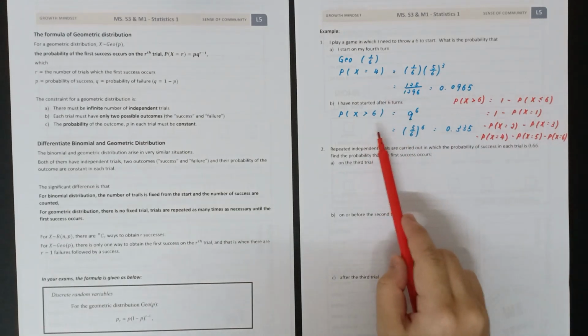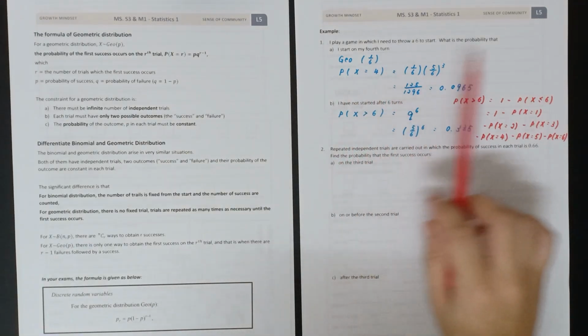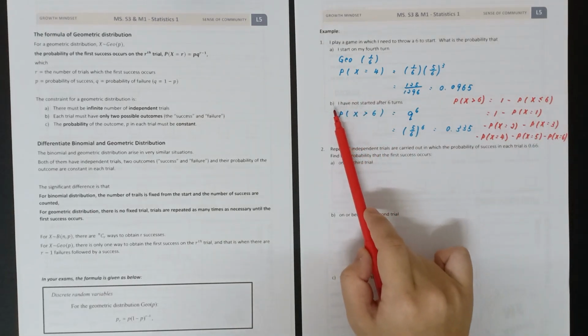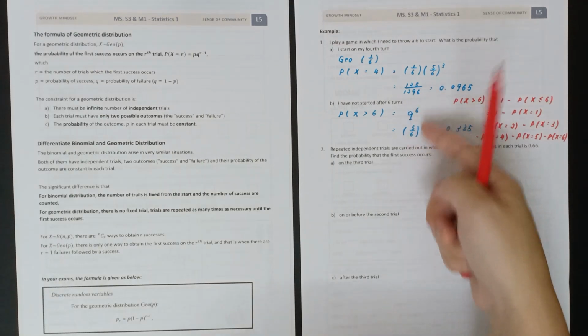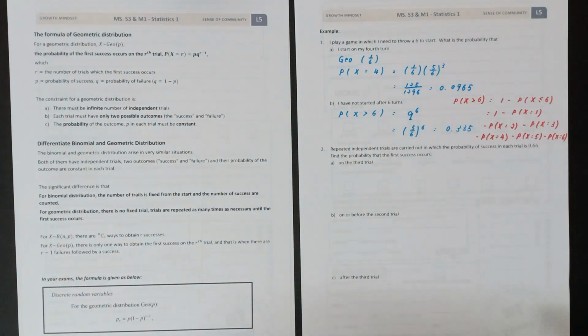Basically, you can think of this question in a way that the probability of not having started after the 6th turn equals getting a failure on every turn, so that's why I did not start. You can straight away do failure to the power 6. But it's the same if I use the complete probability, which is 1, and subtract the probability of getting the first success on the first turn, second turn, third turn, fourth turn, fifth turn, and the 6th turn. Then I get the probability for x greater than 6.